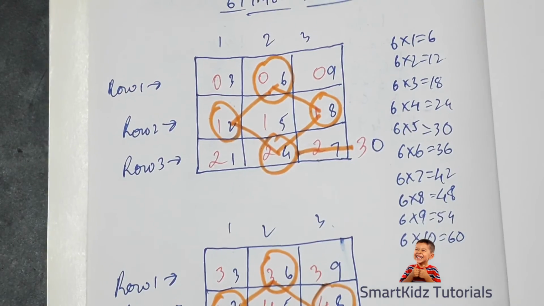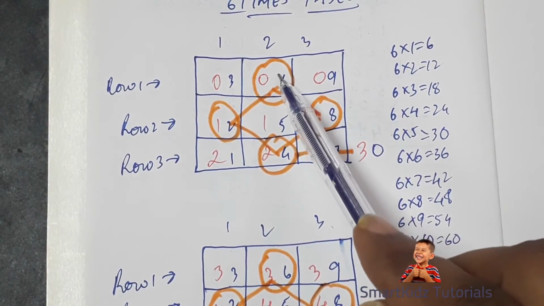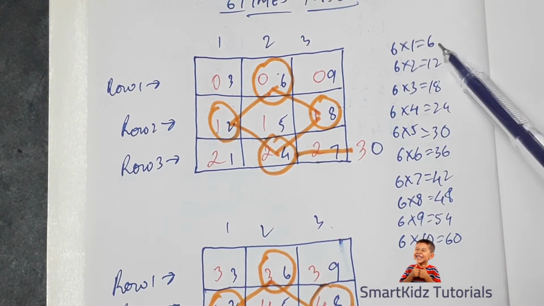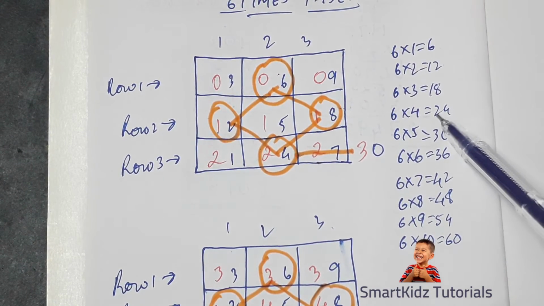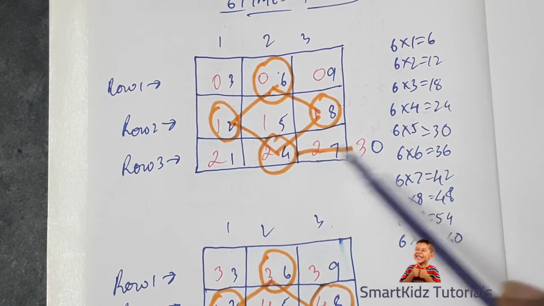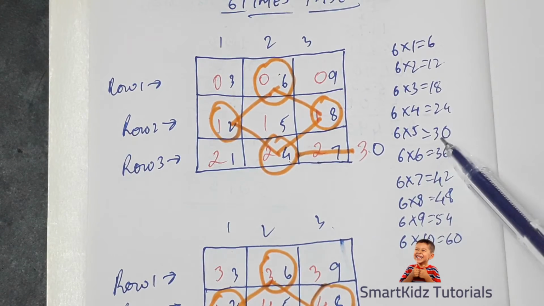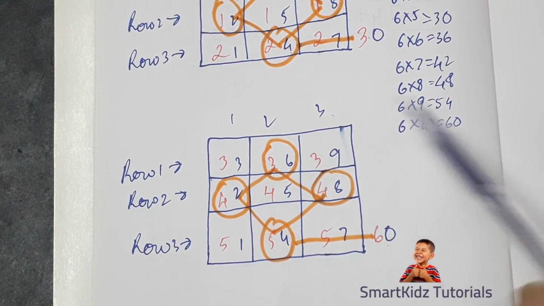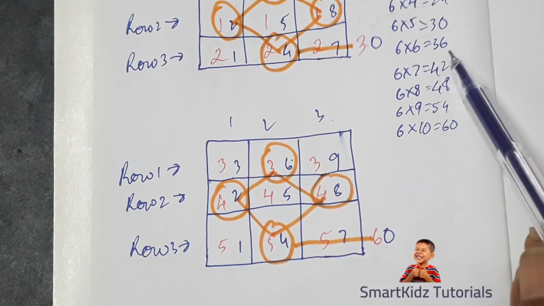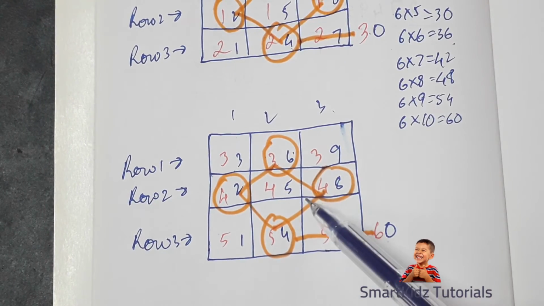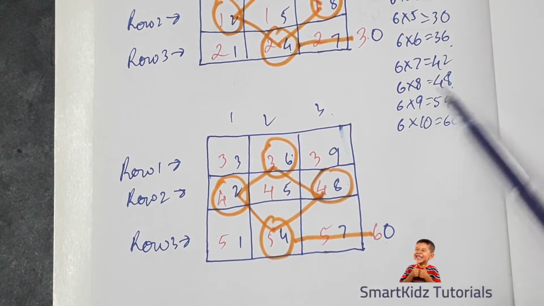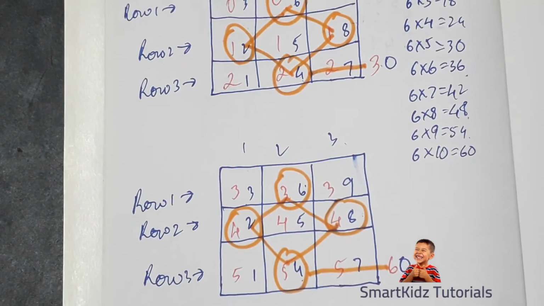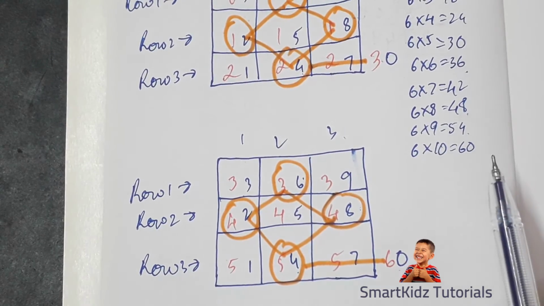Now if you look at the top part, we connected the 6, then 12, then 18, then 24. Look at this, 6, 12, 18, 24. And finally we connected the 24 to 30, that was 6 into 5, that was 30. And look at the table here. If you notice, it is 36, 42, then we have 48, 54, and finally 60. So this is how we find the 6 times table in the form of a diamond.